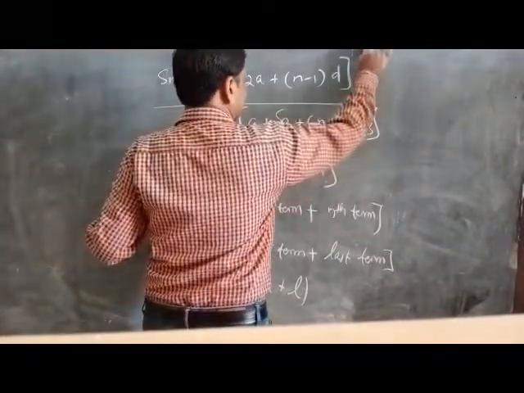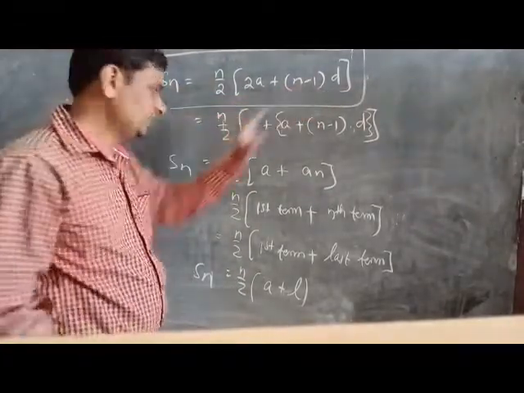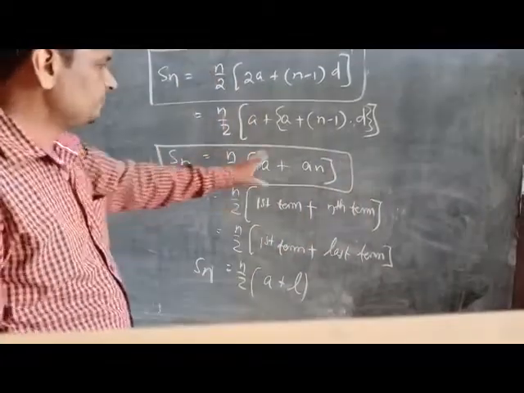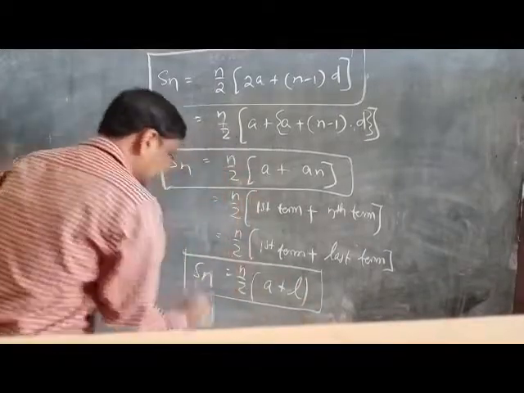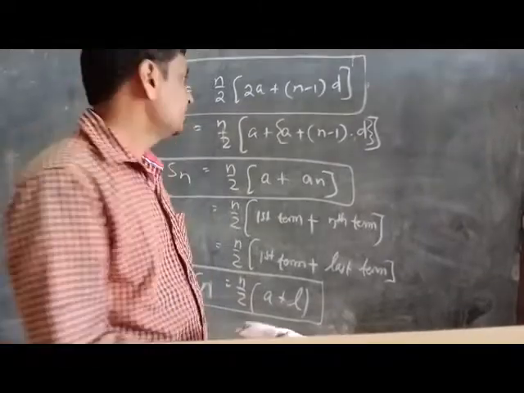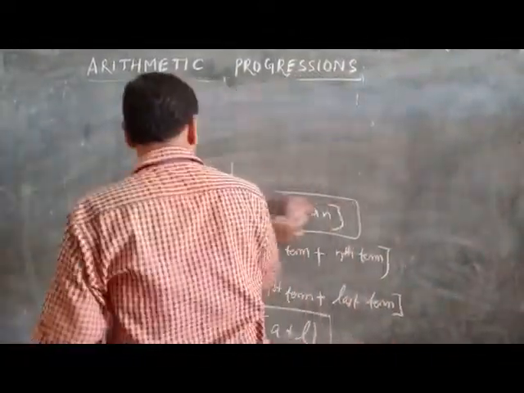We can represent the Sn in this way: n by 2, 2a plus n minus 1 into d, or we can represent Sn as n by 2, a plus an, or we can represent Sn as n by 2, a plus l. Next, we discuss one example, how to find the sum of n terms of an AP.